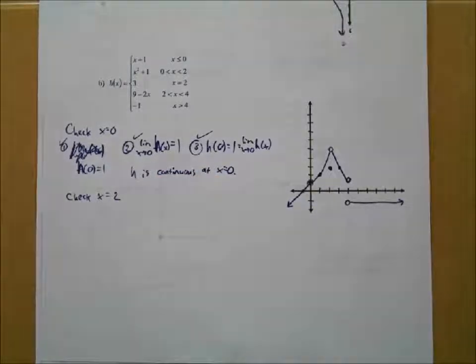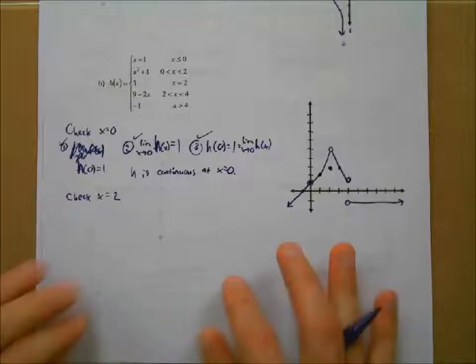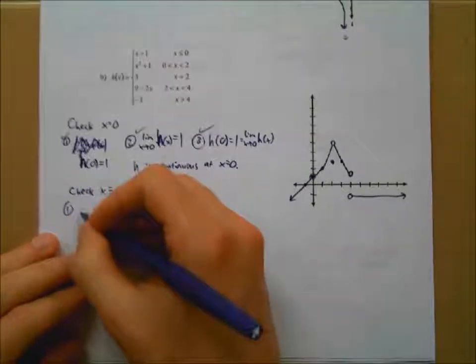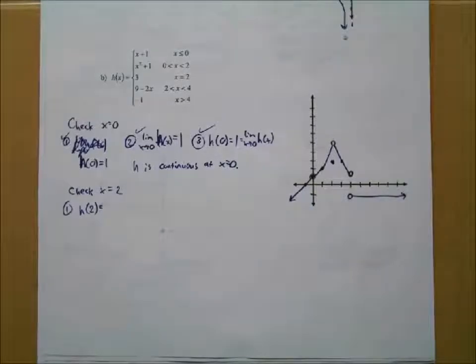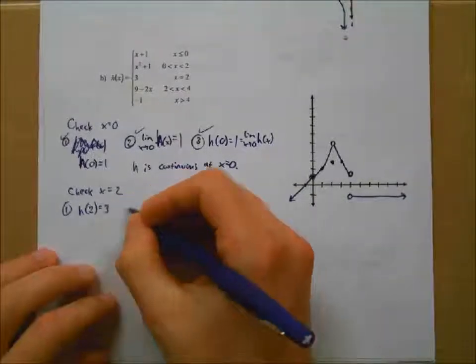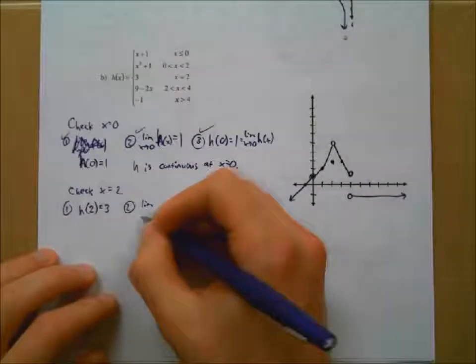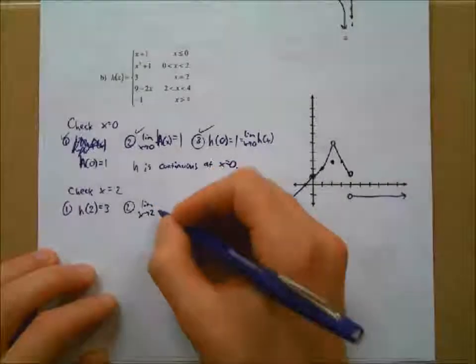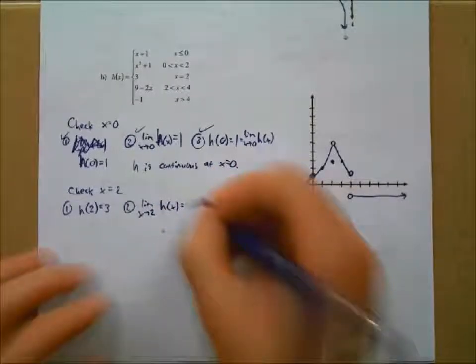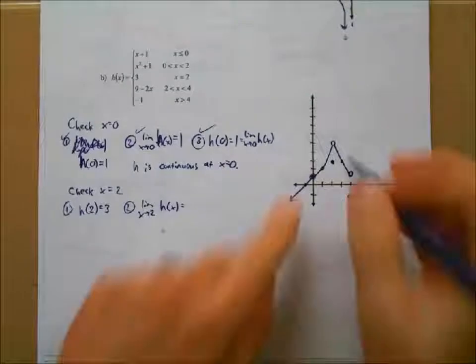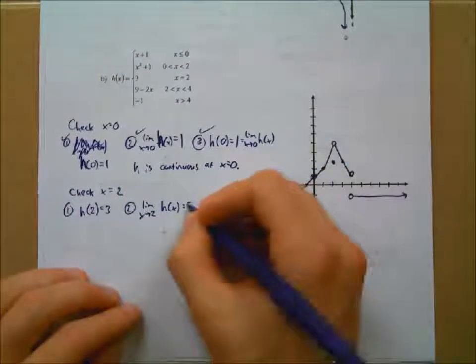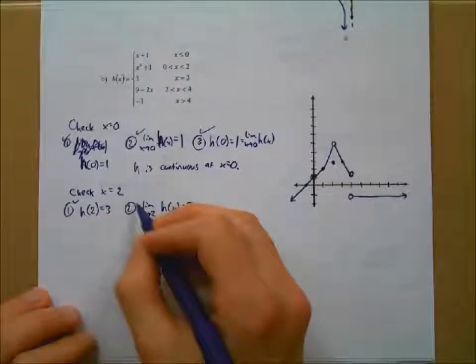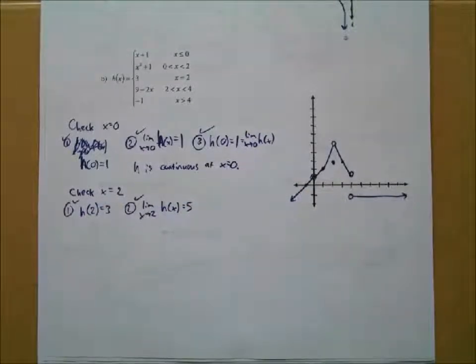Right, another possible discontinuity there. All right, so step 1 is h of 2. What is h of 2? 3. Okay, good. What is the limit as x approaches 2 of h of x? 5, right? As we approach from the left and from the right, we're approaching the y value of 5 there, so it's 5. So check, check. These both exist. That's great.